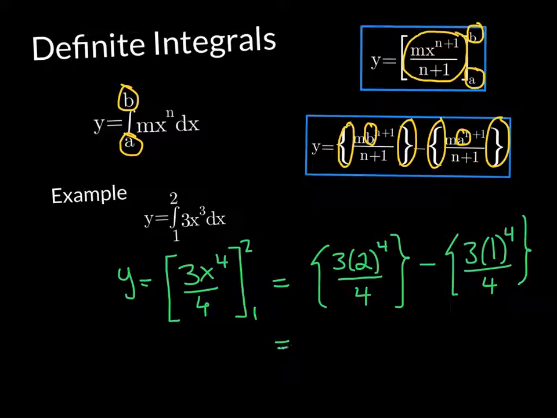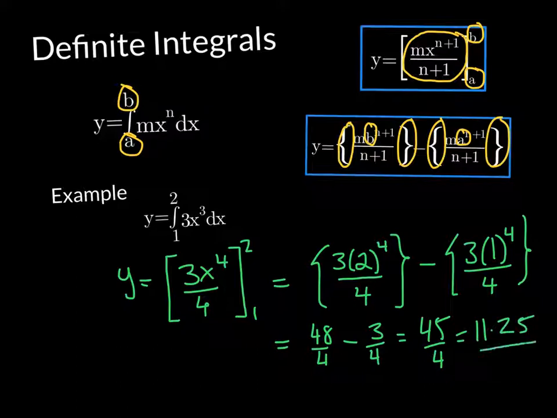So 2 to the power of 4 gives you 16. If we multiply that by 3, we get 48, divided by 4. From that we minus 3 over 4. So our final answer is either 45 over 4 or 11.25. So now our final answer is in the form of a number, and we don't need any constant of integration.